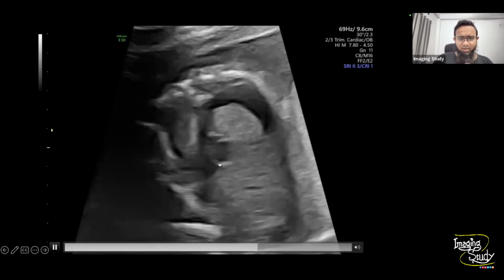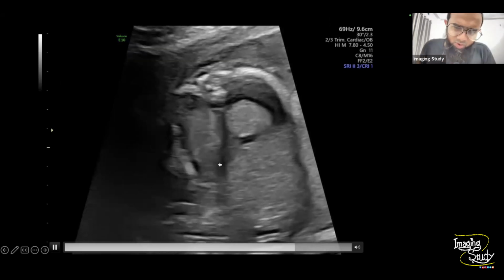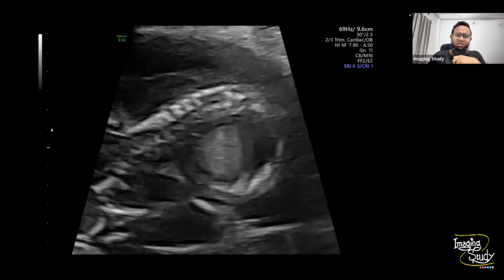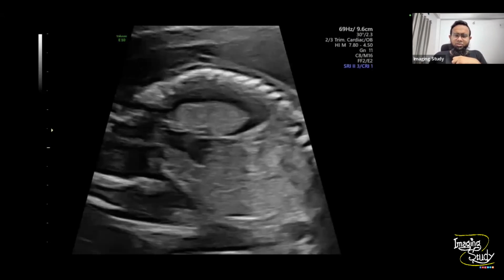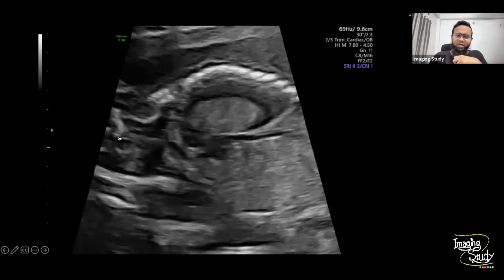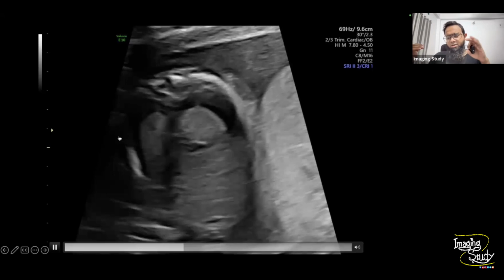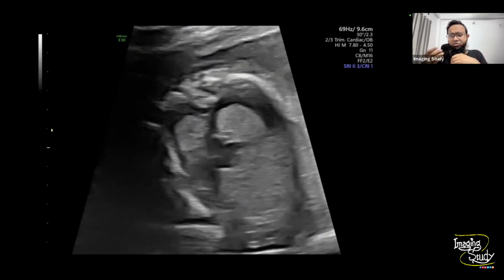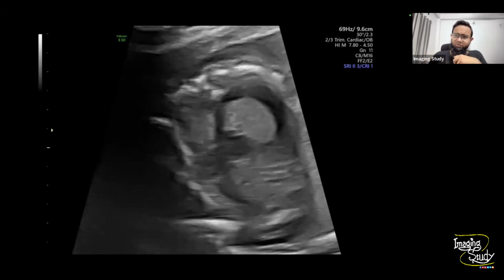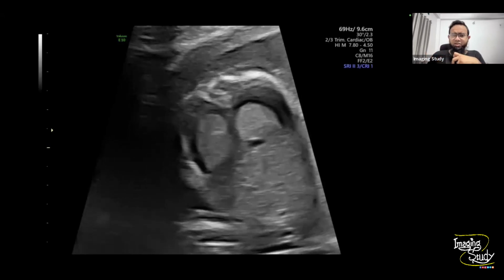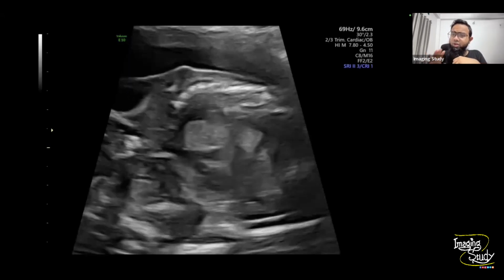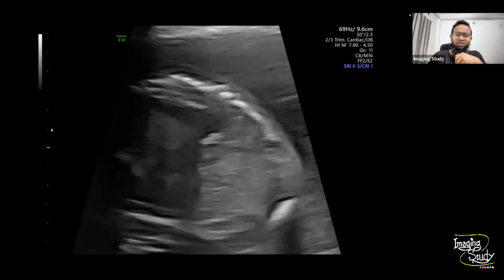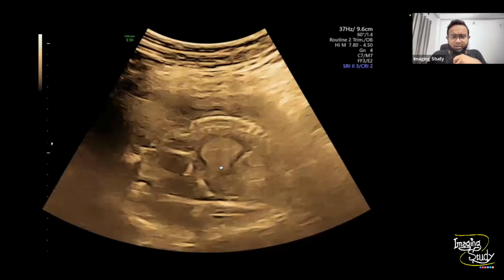Now let's look at the heart region. You see, it's not a very satisfactory view to exclude cardiac abnormality, but when we tried to search for the right heart, we saw the vena cava entering into the right heart. But when we tried to search for the left heart, we are not satisfied. We searched the left heart, but we couldn't get a very good view to say that the left heart is quite normal. So let's see that area from a different angle.